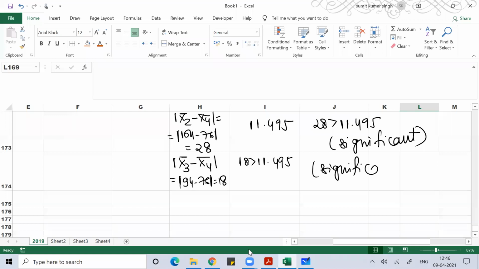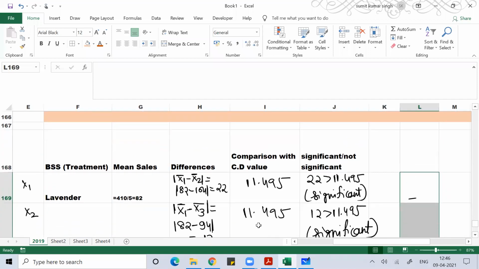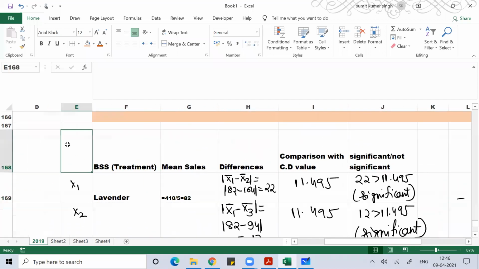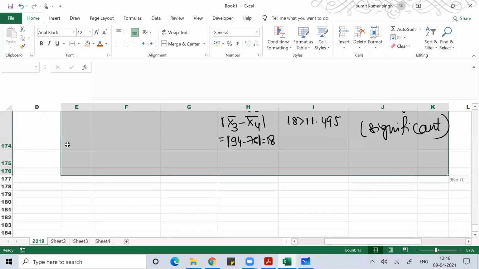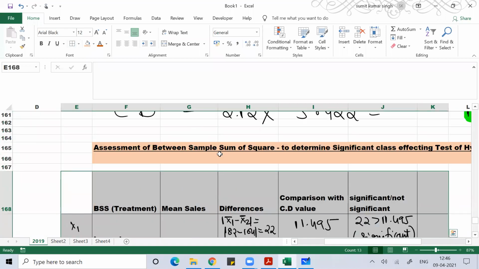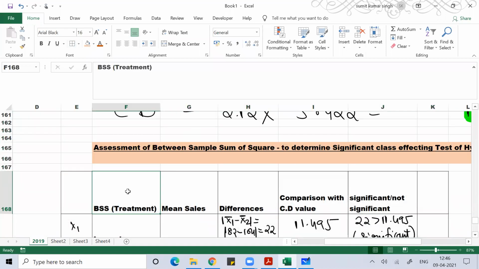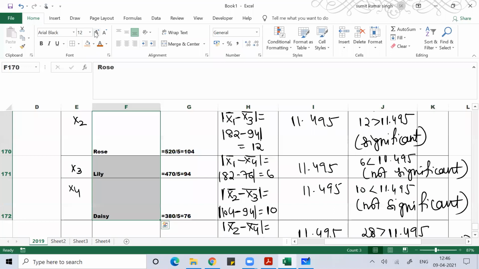Like this, we have to find for each column whether they are significant or not significant. I hope you are understanding what we are doing. We are actually trying to find whether they are significant or not. So for the four columns, this is the calculation we need to do. We need to consider four factors.